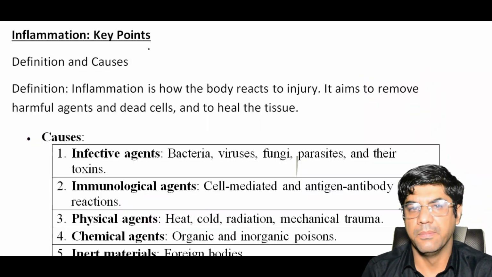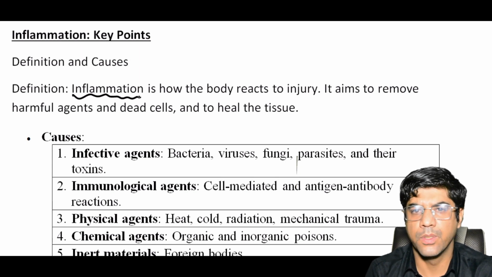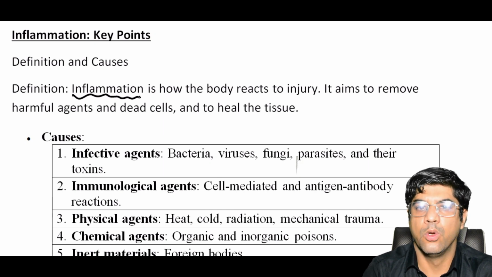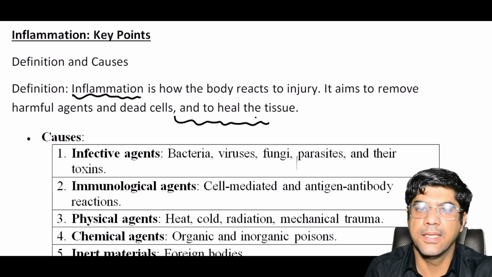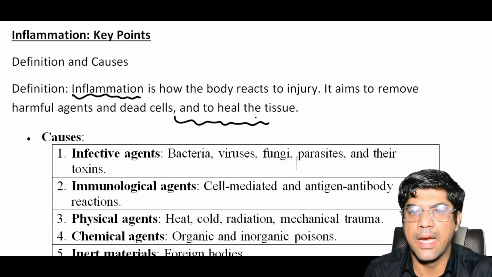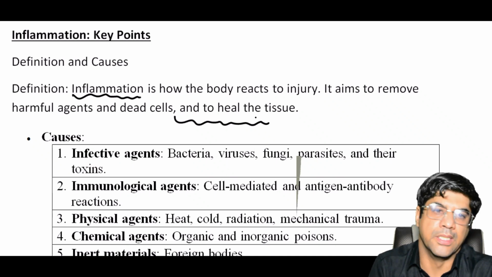So next topic is inflammation. What is inflammation? Inflammation is defined as how the body reacts to injury. So what is the main goal of inflammation? The main goal of inflammation is to remove any harmful agents and the dead cells in order to heal the tissue. So think of it as a cleanup and repair mechanism that comes to fix things after the damage occurs.